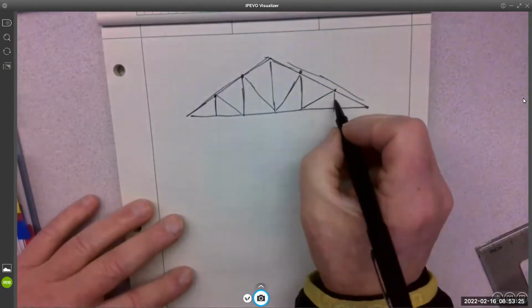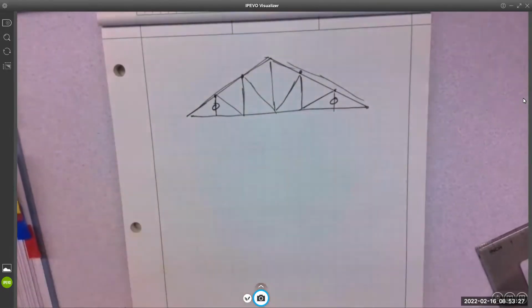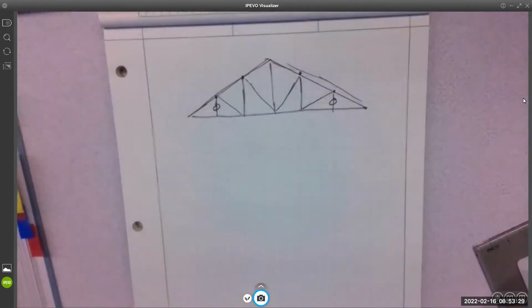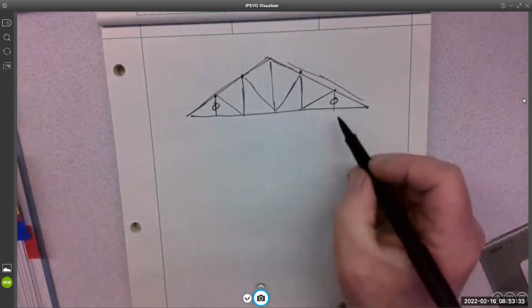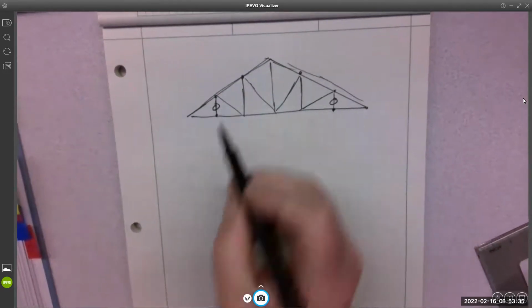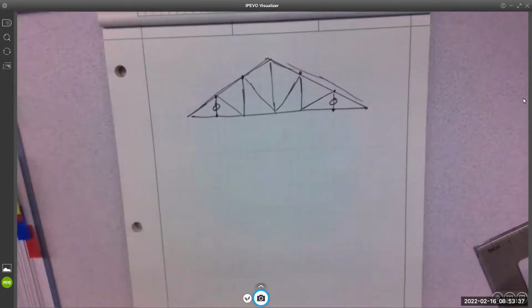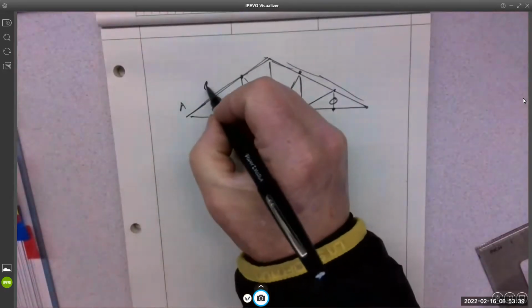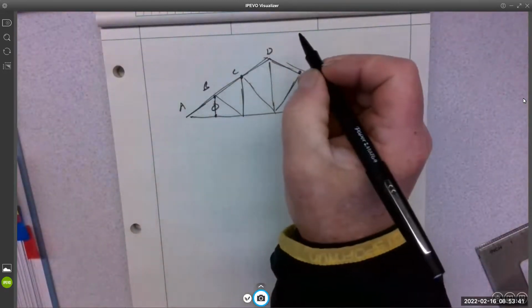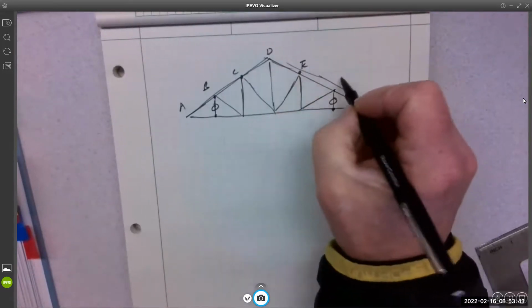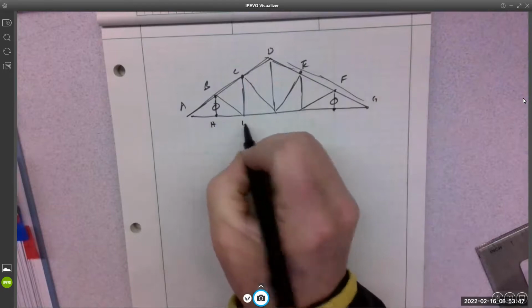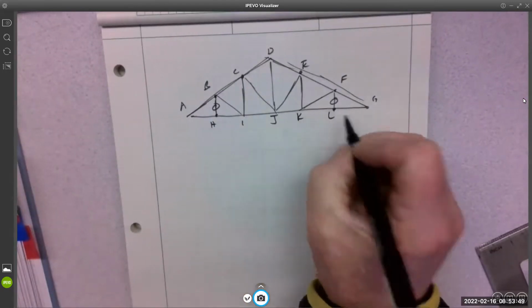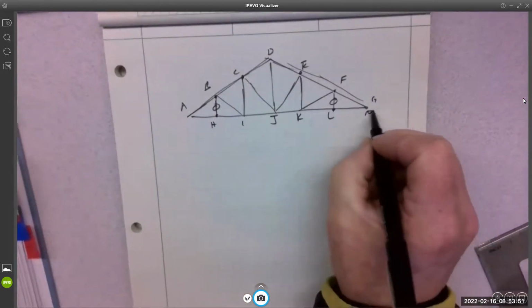And you identified this as 0 and this is 0, yeah? They are, for sure. The only way they could not be is if there was a load coming down on either one of those, but they are definitely 0. So A, B, C, D, E, F, G, H, I, J, K, L. Oh, no M.